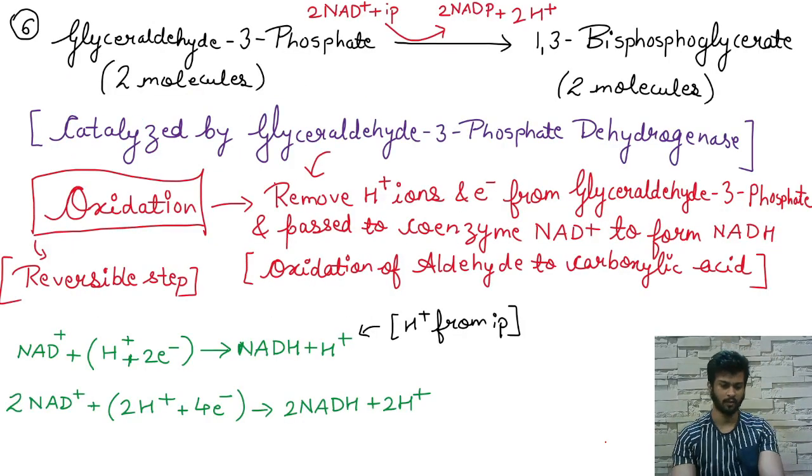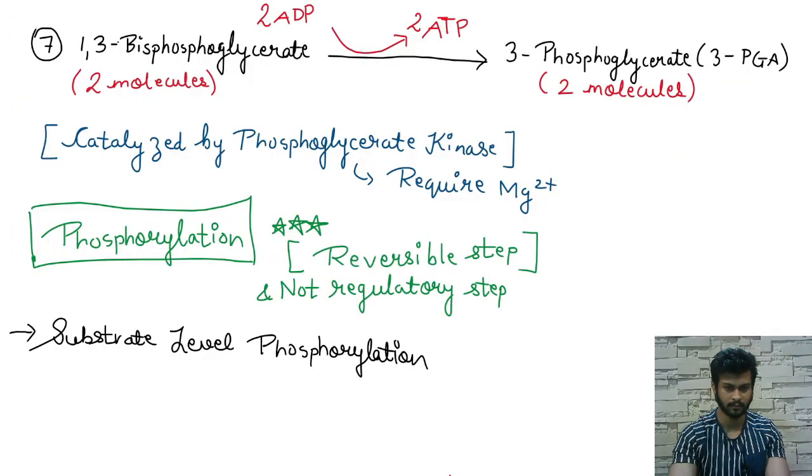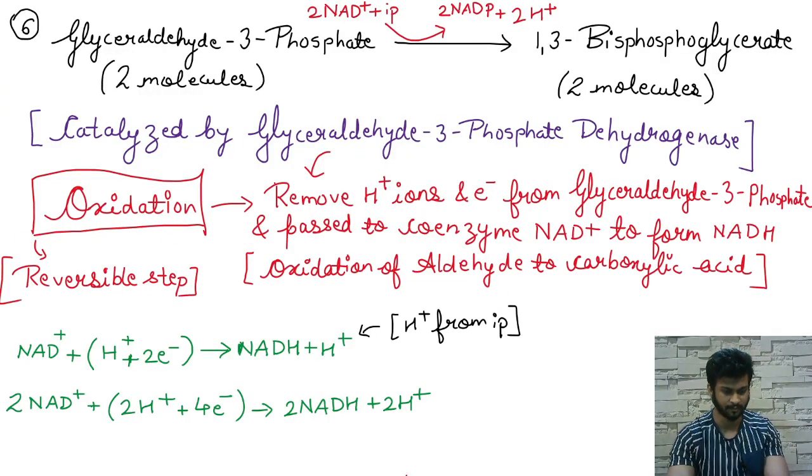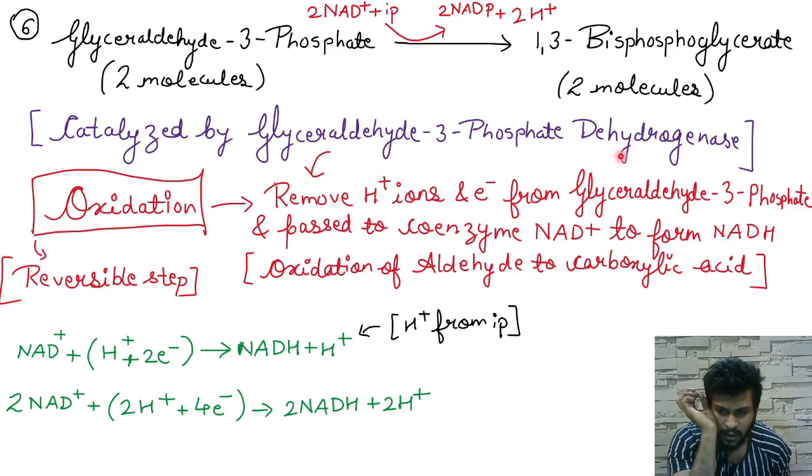Now this step, most of the students get scared of this step, that is 6th step. It is very easy. Okay, two molecules of glyceraldehyde 3-phosphate will be converted into two molecules of 1,3-bisphosphoglycerate. It is catalyzed by an enzyme glyceraldehyde 3-phosphate dehydrogenase. This step is oxidation and reversible. Why is it oxidation? This enzyme glyceraldehyde 3-phosphate dehydrogenase will remove hydrogen ions and electron from glyceraldehyde 3-phosphate, and it will pass it to its coenzyme, that is NAD+.